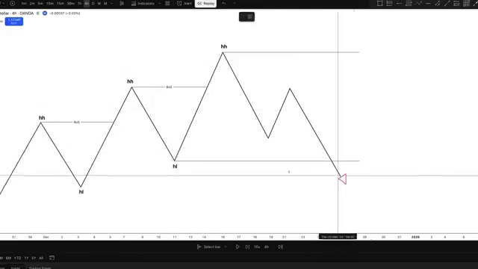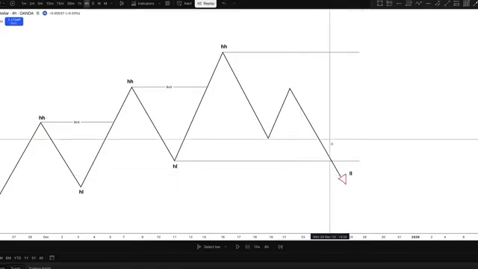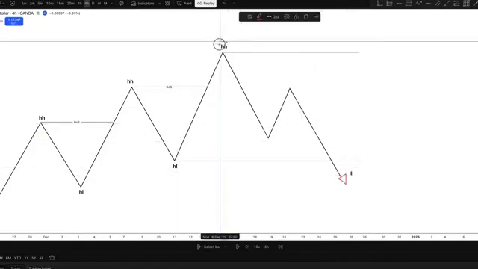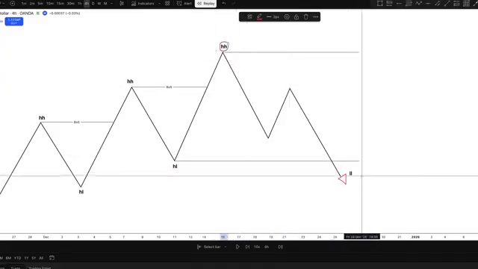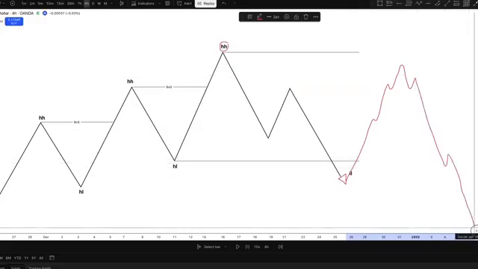So now that the market has created a lower low, at this point, we can look for opportunity to sell, providing it stays beneath the high. So this is our high. This is now our lower low. So anywhere underneath that high is a valid point for us to sell.